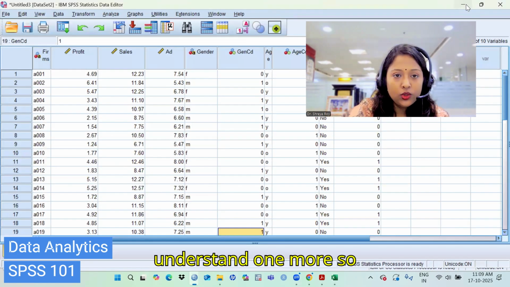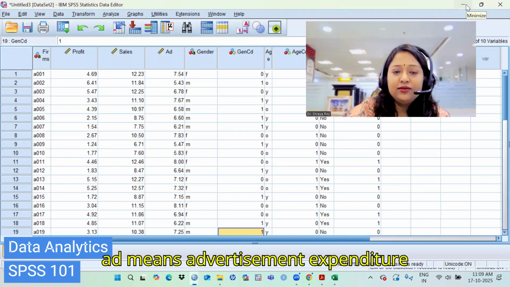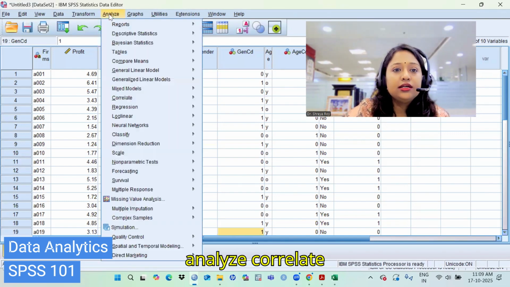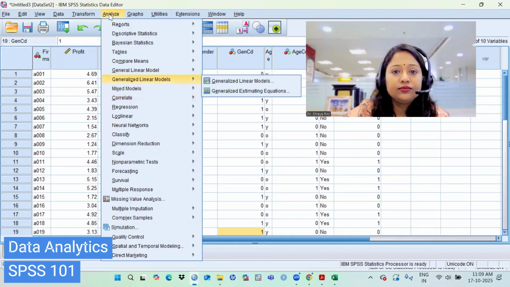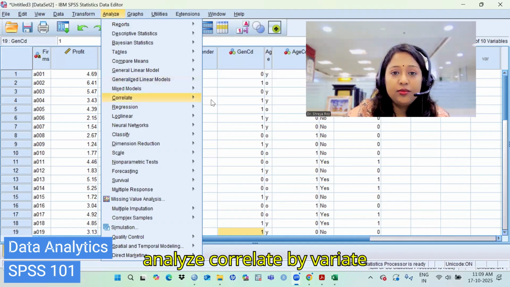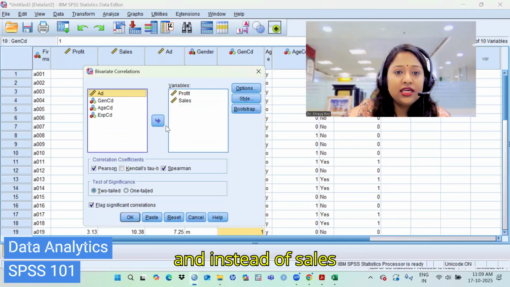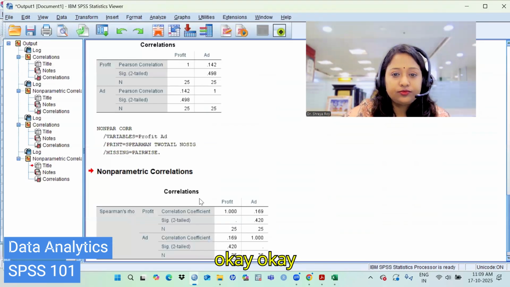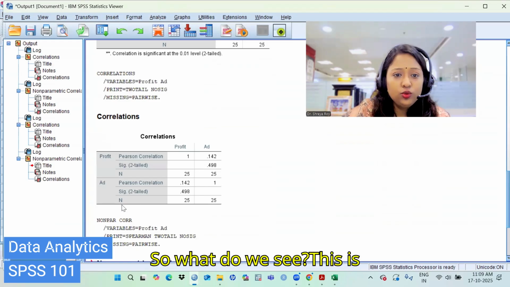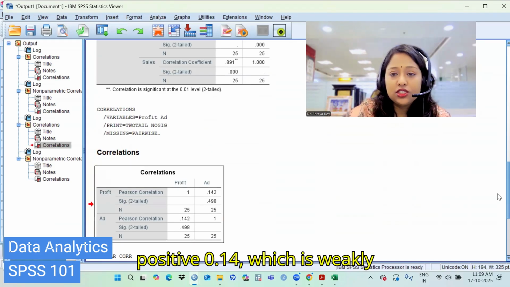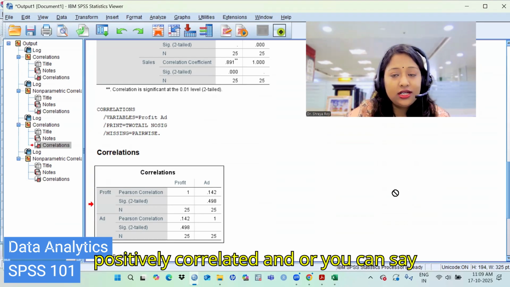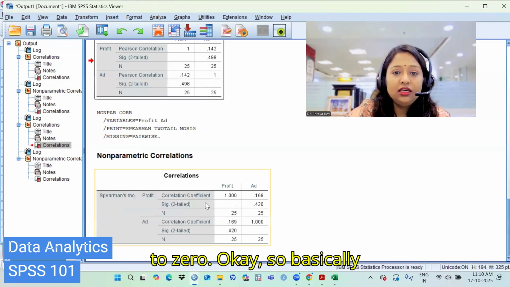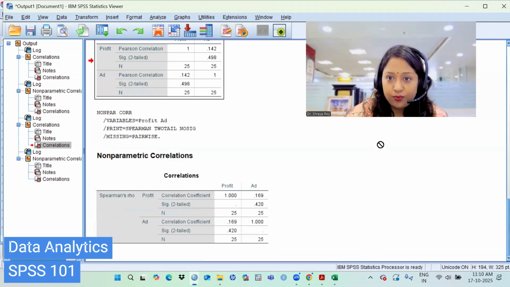To understand one more, ad means advertisement expenditure, profit means profit, sales means sales. Analyze, correlate, bivariate, and instead of sales, let's select advertisement and click on OK. So what do we see? This is positive 0.14, which is weakly positively correlated, or you can say no correlation because it is very close to 0. So basically advertisement expenditure is not affecting profit.